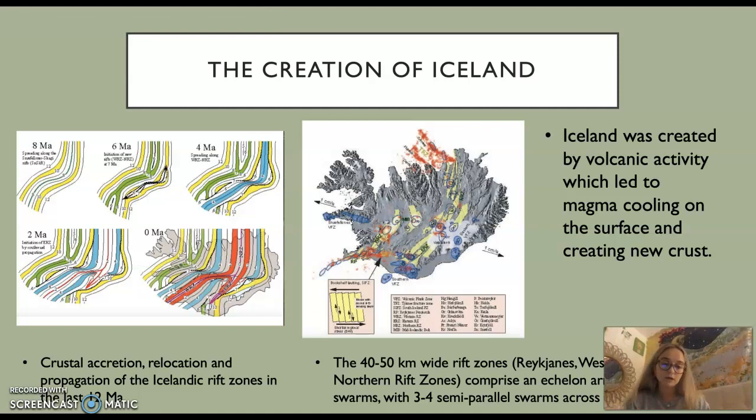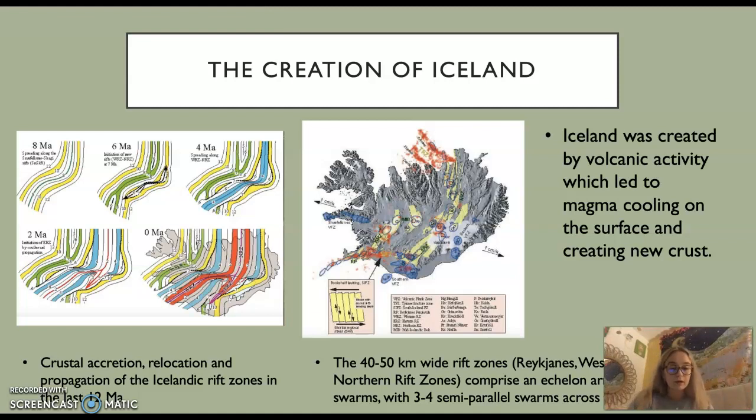The creation of Iceland is extremely important when looking at the geological parts that make up Iceland. Iceland was created by volcanic activity, and this activity led to magma coming up to the surface and cooling, and then it created a new crust. On the left here, we have a diagram of the crustal relocation of the Iceland rift zones over the last 12 million years.